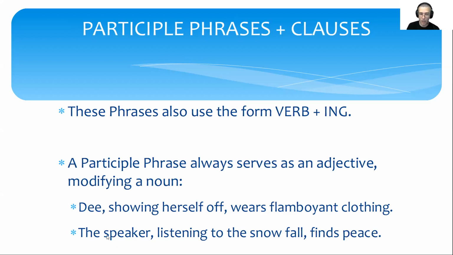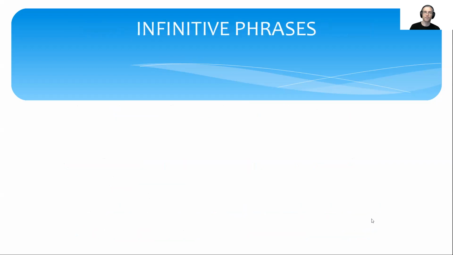Likewise, the speaker, listening to the snowfall, finds peace. Listening to the snowfall acts like an adjective describing the speaker. It gives me more information about what the speaker is feeling or what he's doing when he finds peace. I could just say the speaker finds peace, but the almost adjective of the participle phrase adds more information and tells me more about the speaker, the noun, or the subject, or the object, depending on where the participle phrase is located in the sentence.